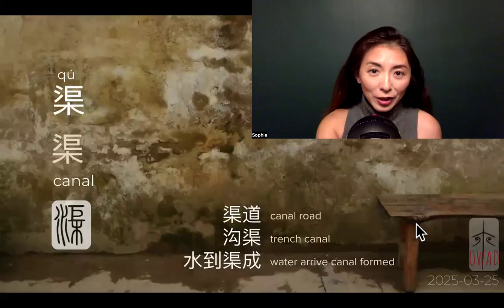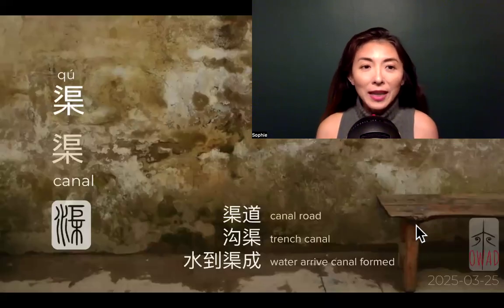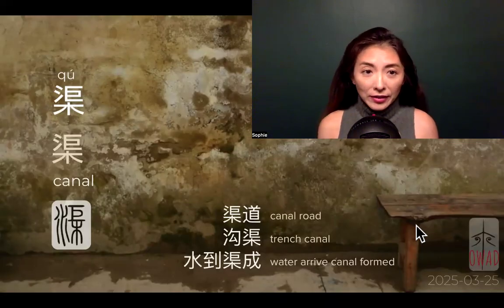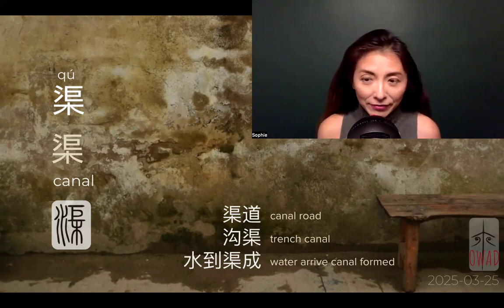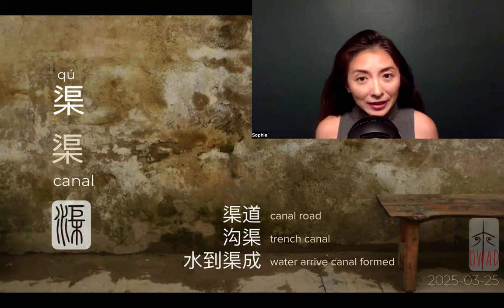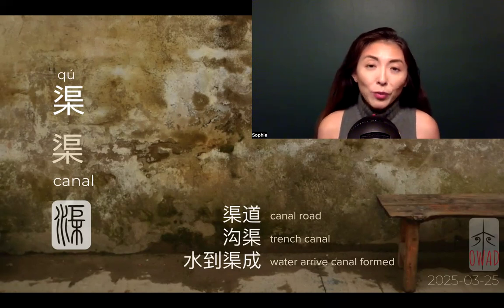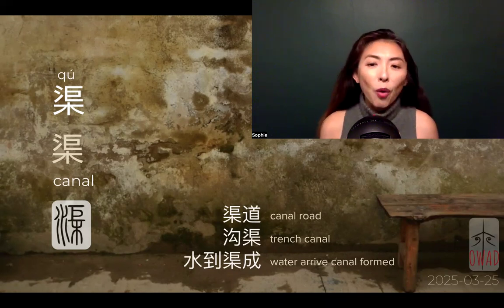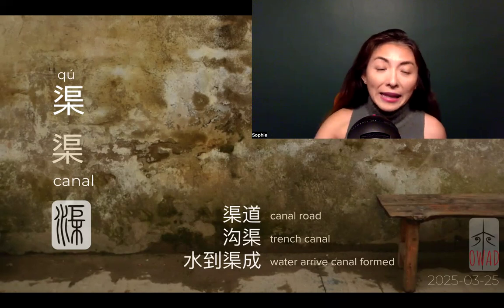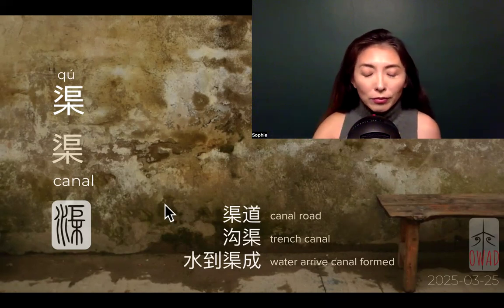Let's continue exploring some Neolithic concepts. Qu is today's character, and before we were talking about irrigation, right? And this is another way of humans' efforts, as an agrarian society, to direct water, to manage water. And this is the river.